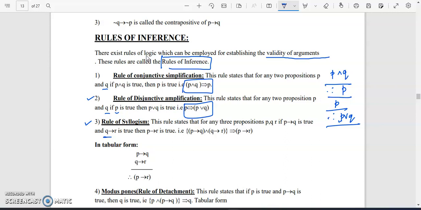Then the third rule of inference is the rule of syllogism. It says when P implies Q is true and Q implies R is true, therefore P implies R is true. The same thing can be written as P implies Q, Q implies R, therefore, this symbol is therefore, P implies R. Why? Because when both of these are true, then only this is also true. This is also called the conclusion. So when these two are true, therefore the conclusion is also true.